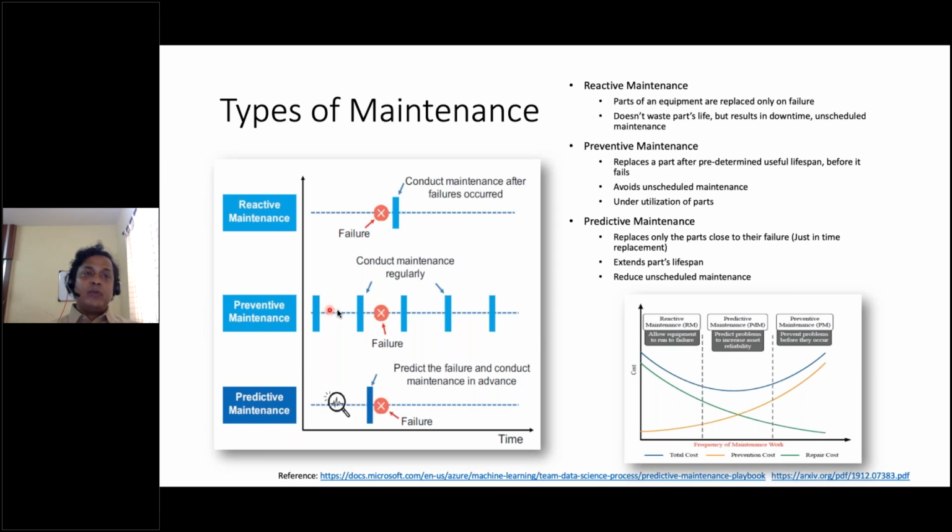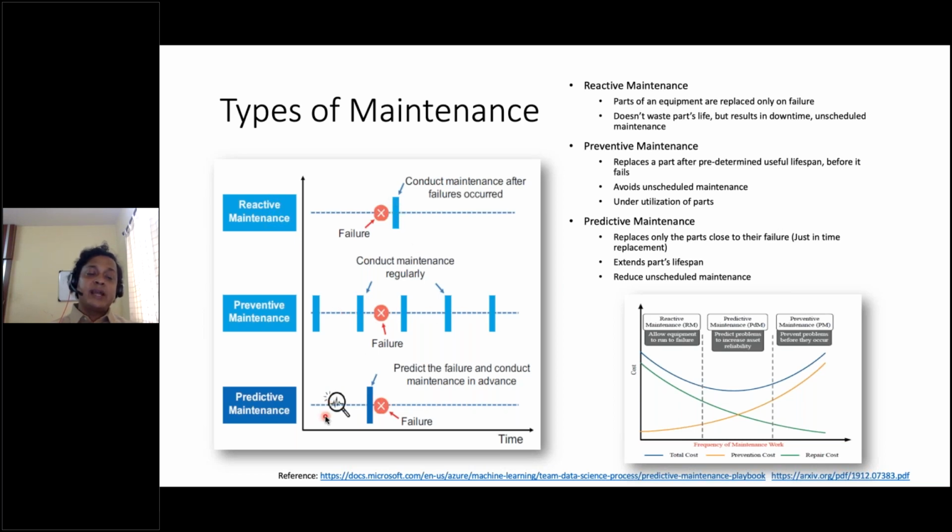Sorry, in that way we will not fully utilize the life of the part, but what we get is continuous service. There is no downtime. So as we saw, each has some advantage. In reactive maintenance we fully use the part's life, but we have some downtime. In preventive maintenance we are not utilizing the part's life, but there is no downtime.